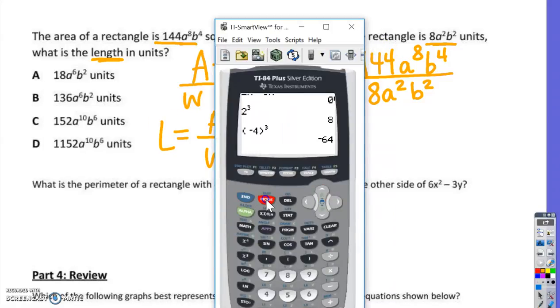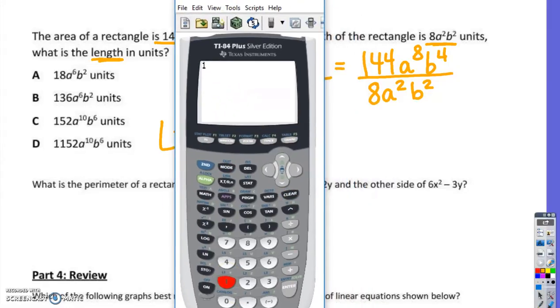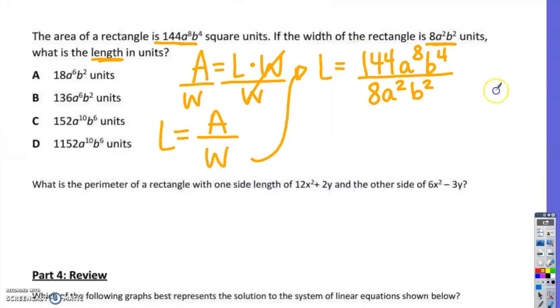Remember, you can go into your calculator. I want to do 144 divided by 8, and then do math, enter, so it keeps it in a fraction. And look, that actually reduces to 18. So that's going to reduce to 18 over 1. Now I want to work with the rest of my exponents.